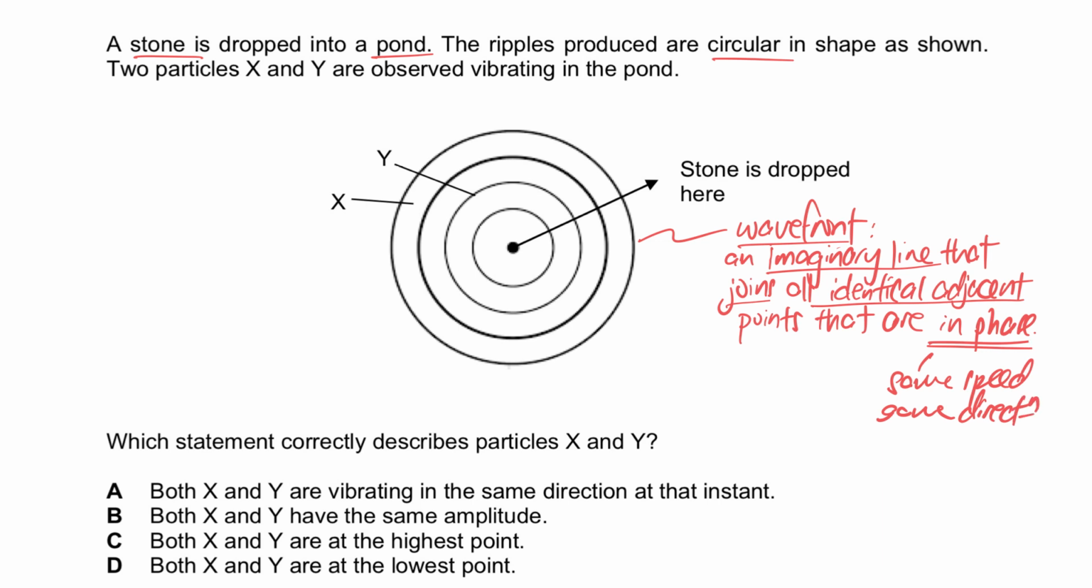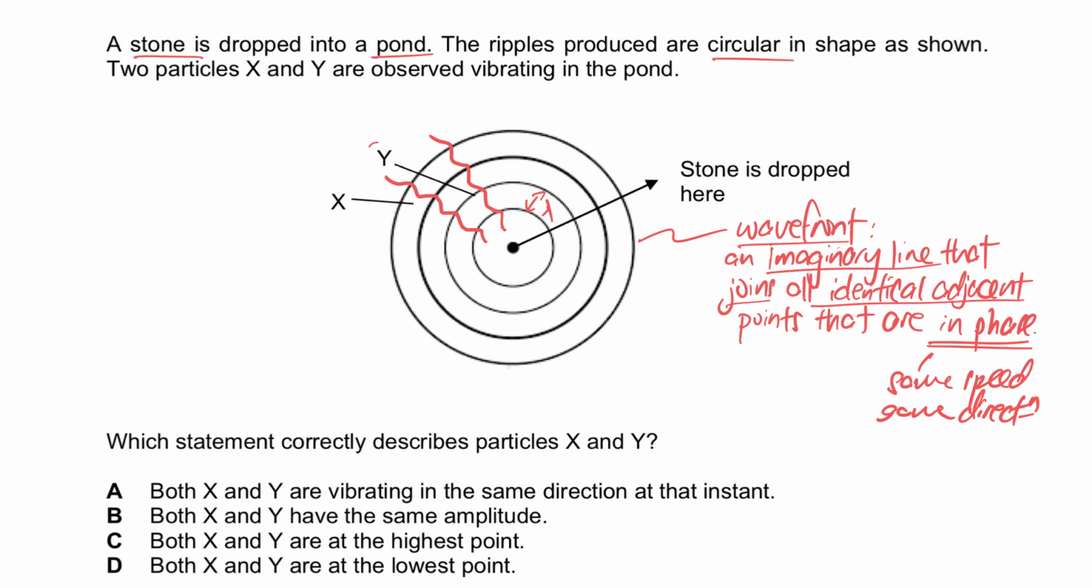So take note of that. To make it clearer, I can actually draw this. The wavefronts are joining all the crests. So the crests coincide with the circles. So you can see that this wavefront is joining all the crests, and this another wavefront is joining the adjacent crest together. And of course, you must know that the distance between two wavefronts is your wavelength.